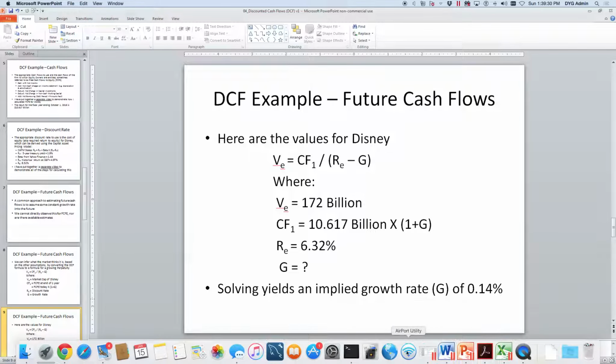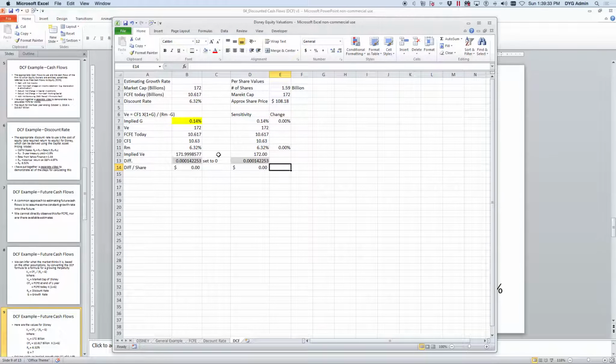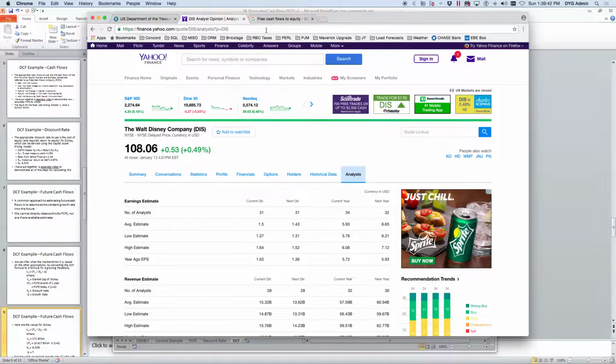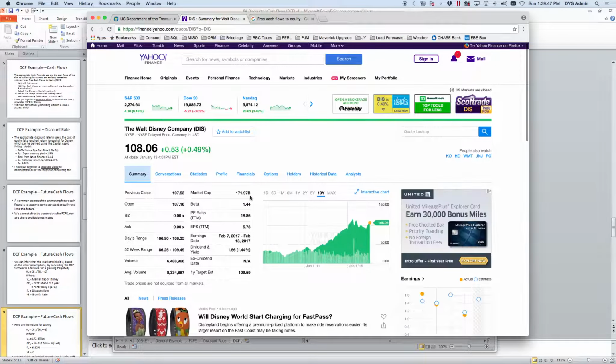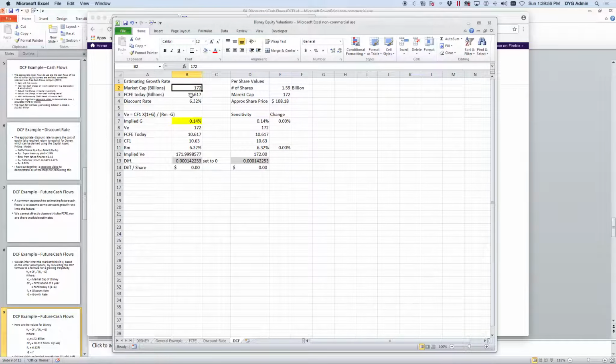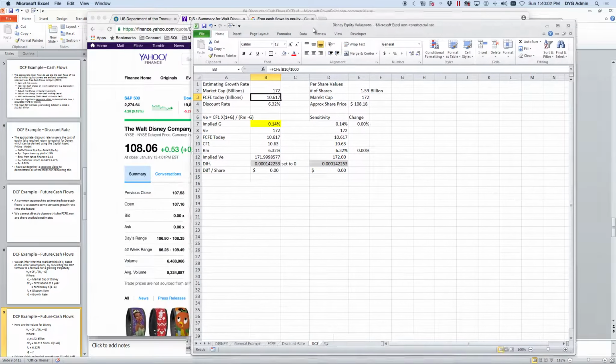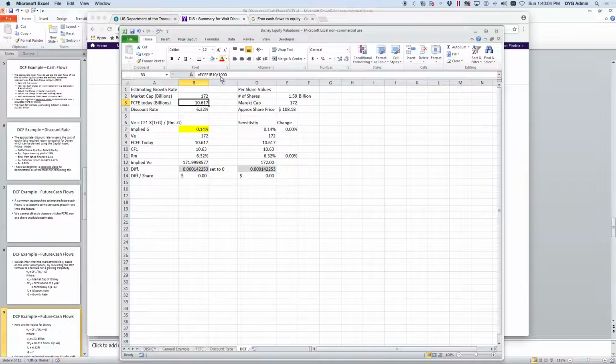Let me drag this spreadsheet over real quick, which I've built for this purpose. Again, we know that the market cap is 172 billion. How do I know that? I can go over to the summary information for Disney. Market cap 171.97 billion. The rounding's not going to matter that much, but let's just call it 172 billion. The free cash flows today we have calculated as 10.617 billion. You can see that in the workbook, and you can find out how I did that in the other video. Discount rate 6.32%.